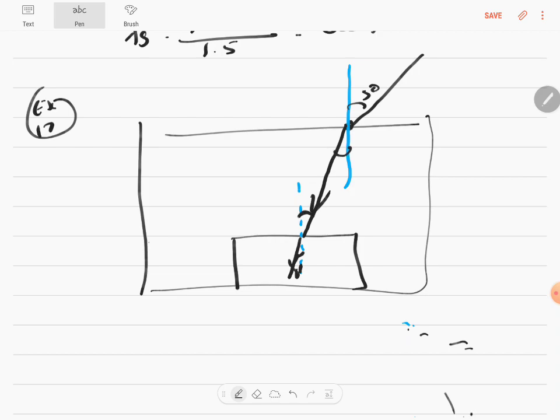For which you should know this angle. This is a Z angle, interior alternate angle. So if I know this angle, I'm sorted. This X and this X. So let's go to this space.